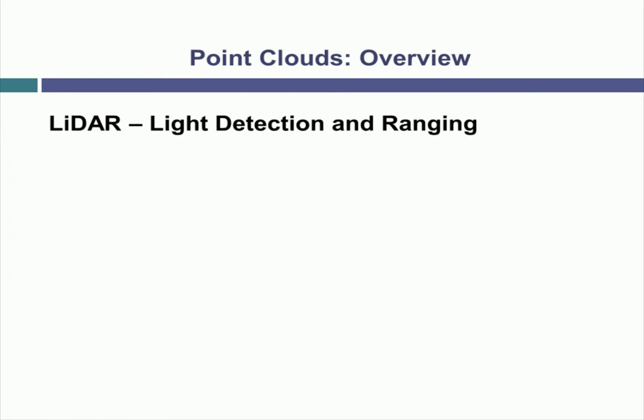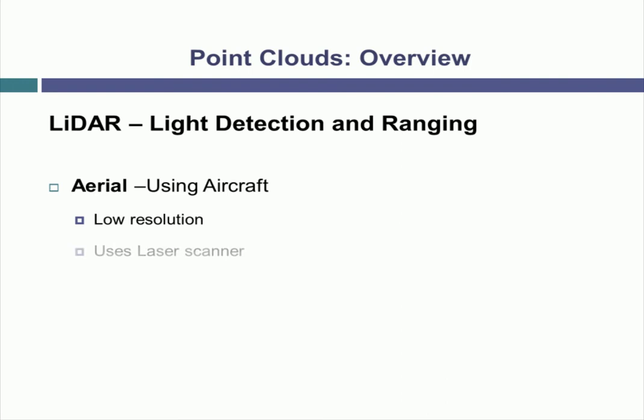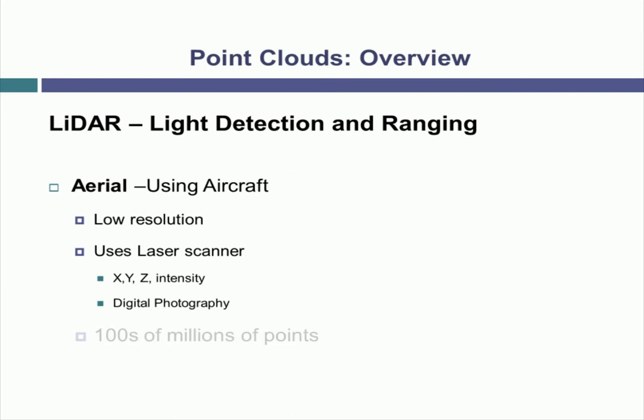LiDAR, or light detection and ranging, is one common method of collecting the data used in point clouds. LiDAR data can be collected a number of ways, and one of them is by using an aerial survey. This typically gives us a relatively low resolution data set, and it uses a laser scanner that is mounted on the aircraft. It collects X, Y, Z, and intensity information in the dataset and can be integrated with digital photography. Datasets collected in this method are typically hundreds of millions of points.